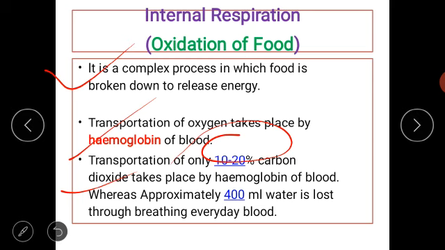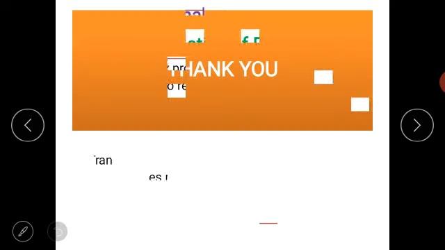So here we complete our human respiratory system.